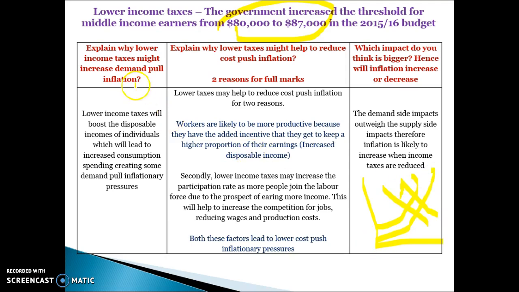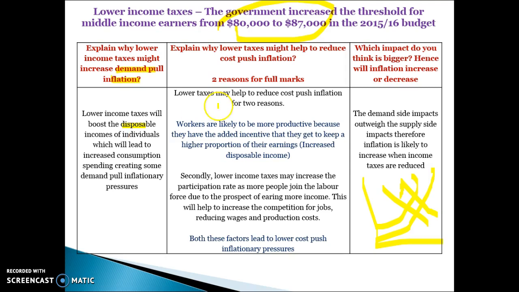So from a demand pull inflation perspective, this is the main impact. Lower taxes will boost disposable incomes, which leads to increased consumption spending, and that can create some demand pull inflationary pressures. There'll be more spending on consumer durable products, cars, furniture, clothing, etc. That all leads to shortages and higher prices throughout the circular flow and demand pull inflation.